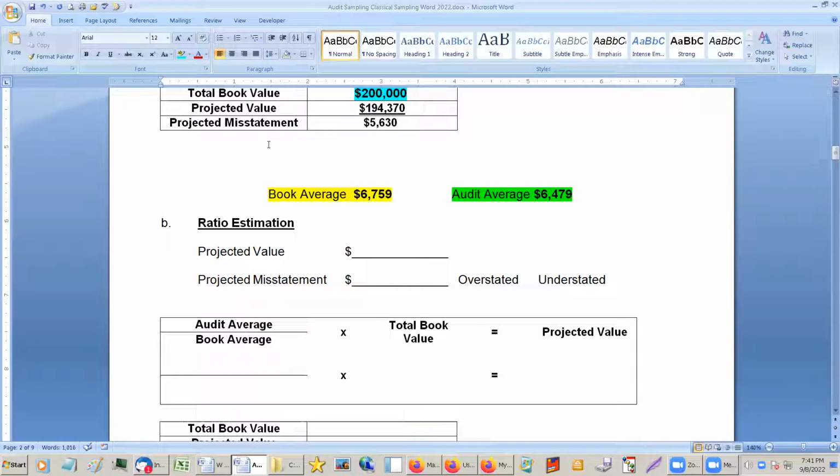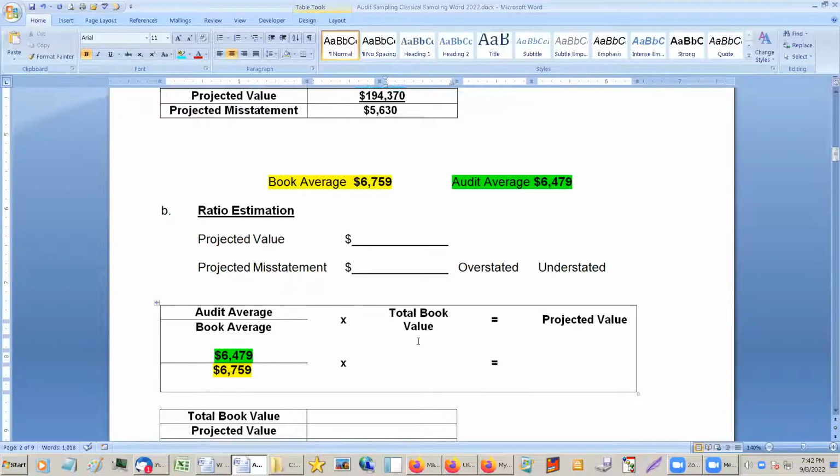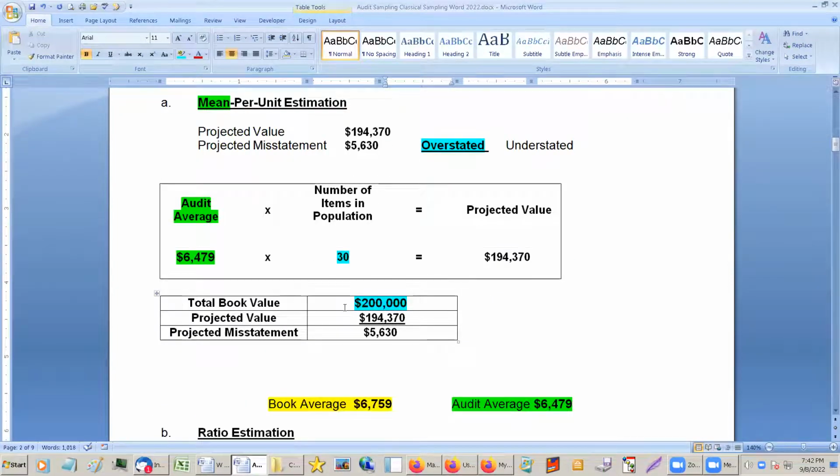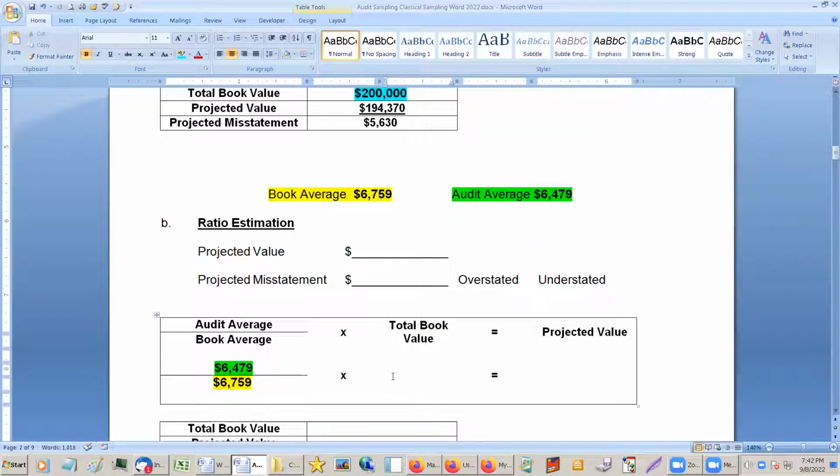Okay, so we take the audit over the book, and if you ever forget, it's alphabetical, A over B. So we're going to take this, divide it by that, and multiply it by the total book value. Oh, it's right here. And this will be a projected value. So we're saying there's a ratio that these things are off by.